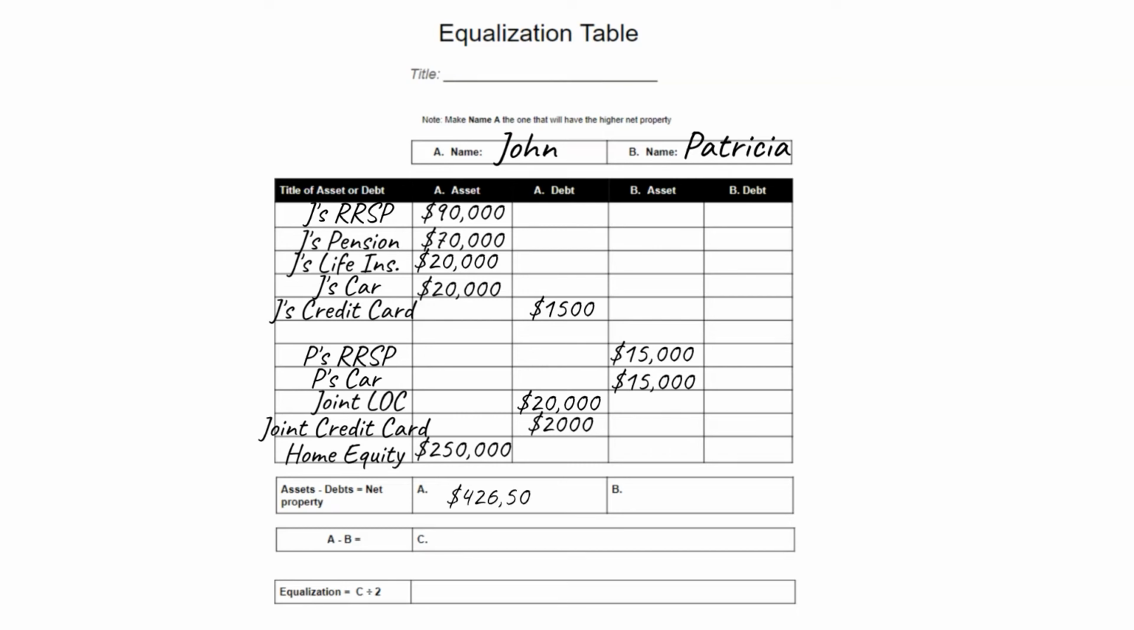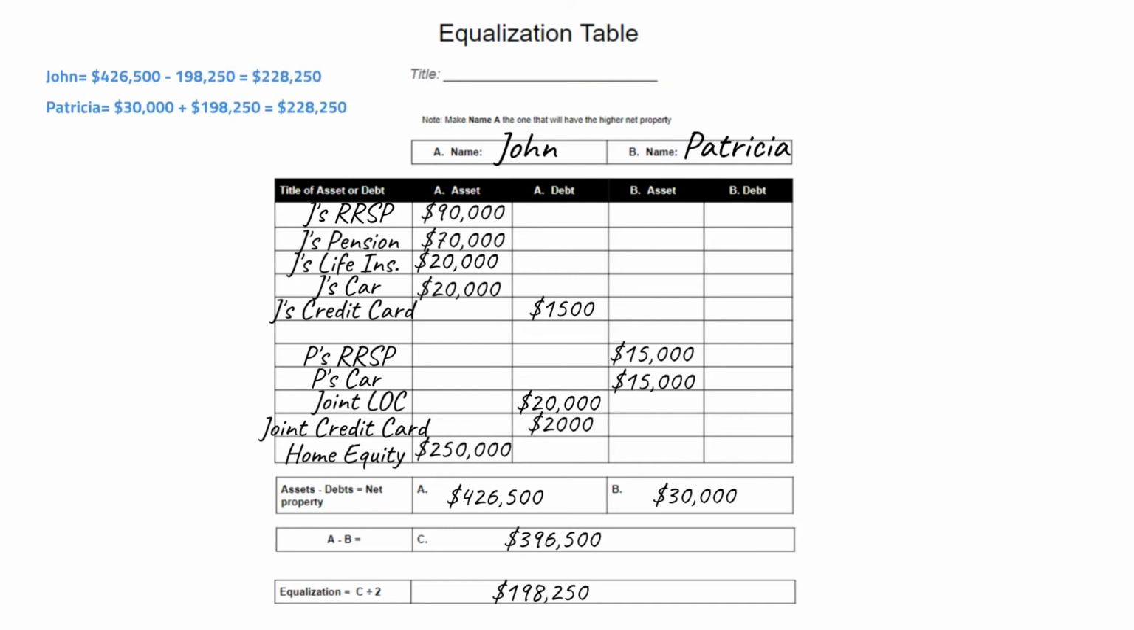So we can see from the totals here at the bottom that John's portion of the marital property is worth $426,500 and that Patricia's is $30,000. John has $396,500 more than Patricia. To make it fair and equal, John needs to give Patricia half of the difference, or $198,250. If we do some quick checking math, we'll see that after the equalization payment, each party will have $228,250 of the net family property. So you can see why it's called an equalization. It's because each party should walk away with the same amount of value in assets.